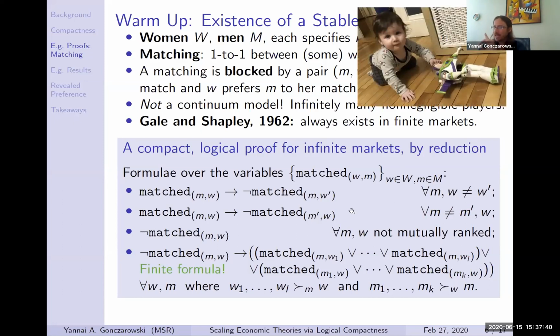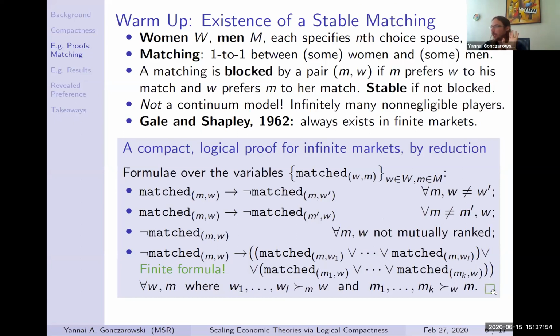We have to be a bit careful here. As I told you, this formula is finite because there are only finitely many women that M prefers to W, and finitely many men that W prefers to M. But that's fine, and we're done. And note that this was a reduction in the sense that I have used Gale and Shapley's theorem in a finite market. I do not care how it was proven.